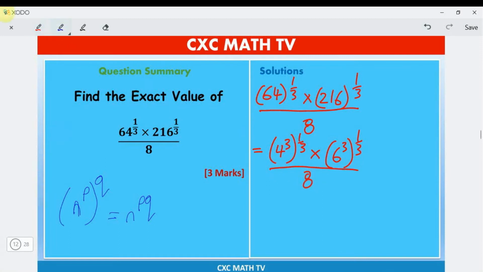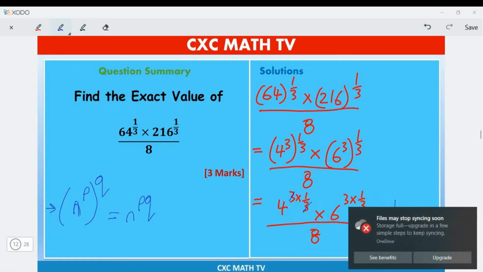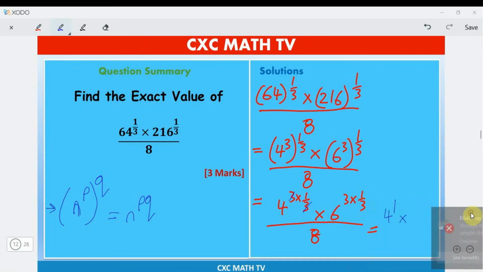Now we can use this law of indices right here that tells us that n to the p to the q is n to the p times q. So this is going to become equal to 4 to the 3 times 1 over 3 multiplied by 6 to the 3 times 1 over 3 divided by 8. Now 4 to the 3 times 1 over 3, this 3 cancels this 3. So we're left with just 4 to the 1 multiplied by 6 to the 3 times 1 over 3. That's just 6 to the 1 because this 3 cancels this 3, over 8.